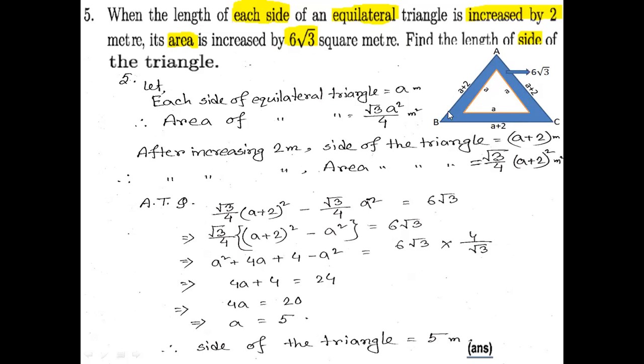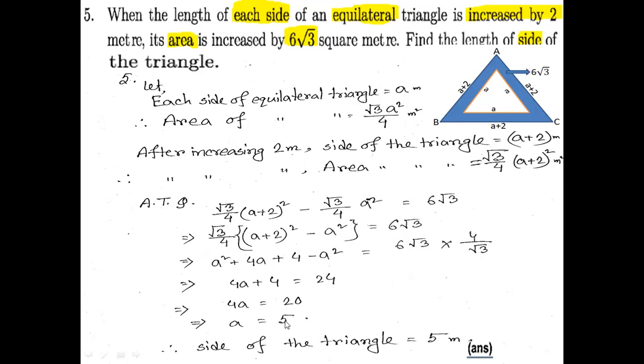According to the question, the difference between the areas of these two triangles is 6 root 3. That's why we can say root 3 by 4 into a plus 2 whole square minus root 3 by 4 into a square equals 6 root 3. Then easy calculation: taking root 3 by 4 as common, then a plus 2 whole square minus a square. By the a plus b whole square formula, that will be a square plus 4a plus 4, because 2ab is 2 into 2 into a, that is 4a, and 2 square is 4.